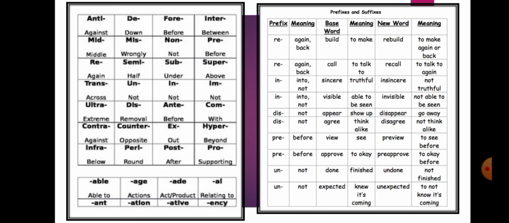Ante. This word refers to before. What are the words that refer to before? For, pre and ante. These three prefixes we use to identify the meaning called before. And the next one, com. Com means with. Com means what? With. Next, contra. Contra means against.